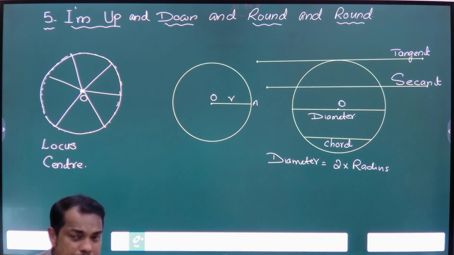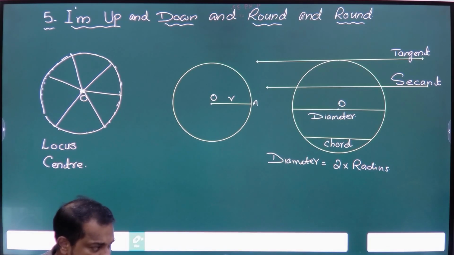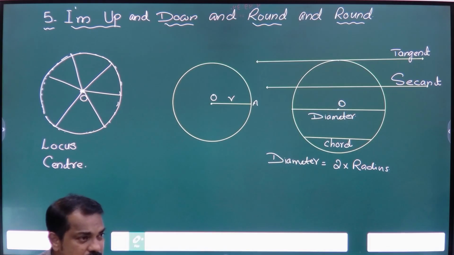Next. A line passing through the circle is called a secant.